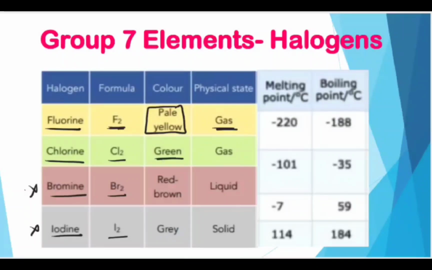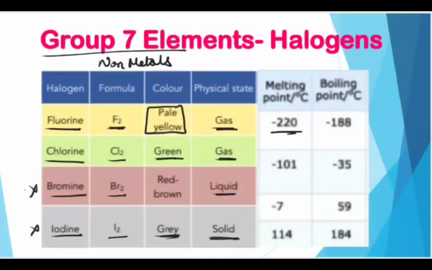chlorine is green. It is a gas as well, and it is green. Bromine is a liquid, found in liquid state. Remember, non-metals can be found as solids, liquids and gases. So group 7 elements, since they accept an electron, are non-metals. Yes, children. So bromine is a liquid and it is reddish brown in color, and iodine is a solid which is gray in color. Let's take a look at their melting point.